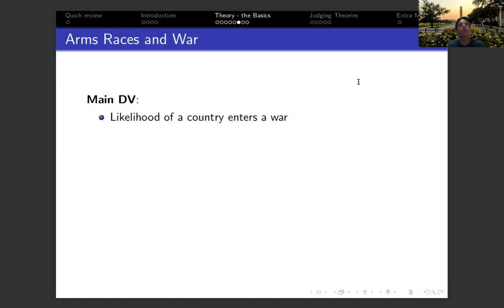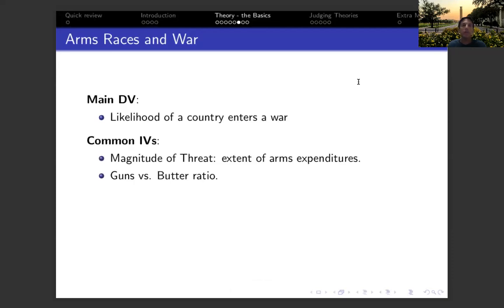We do not want to explain the likelihood that the United States is going to enter a war. We want to provide a much more general explanation, which means we have to account for multiple countries rather than a specific one. So we ask, what is the likelihood that a certain country is going to go into a war? According to the arms race theory, among the common independent variables in this case, one is the magnitude of the threat. How much threat does the country that we're studying perceive from its adversary? One way that is measured in terms of the data is the extent of arms expenditure, the military spending that I just talked about.